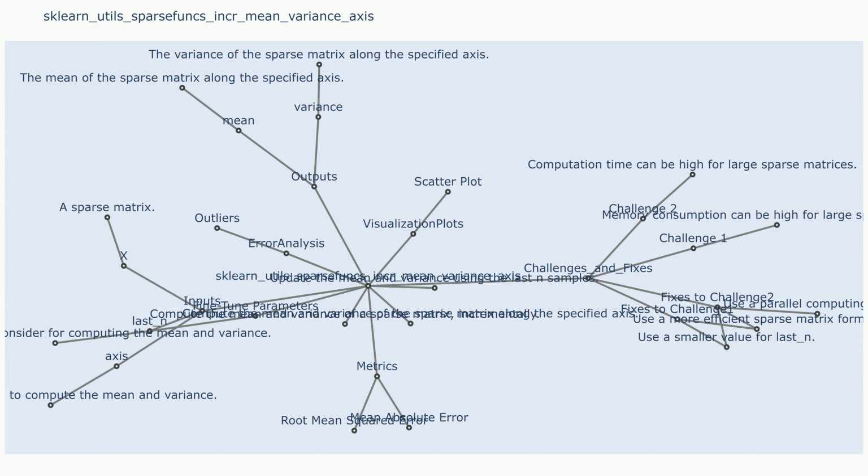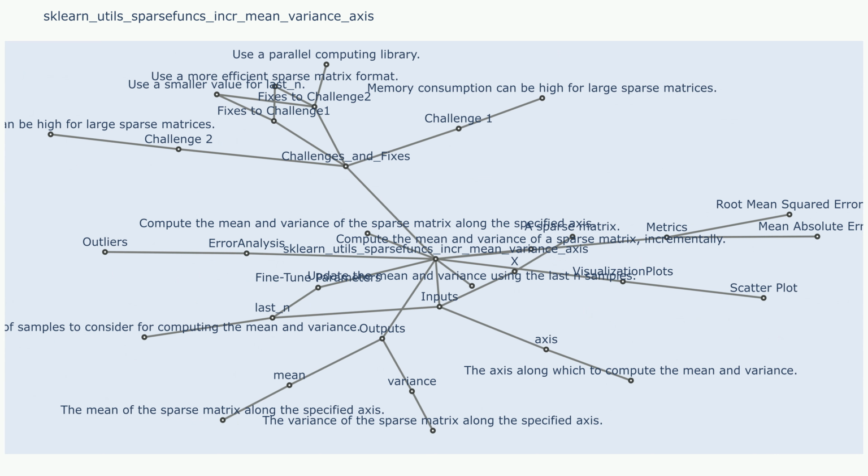Uncertainty methods. Confidence intervals. Calculate confidence intervals for the mean and variance to quantify the uncertainty in the estimated values.